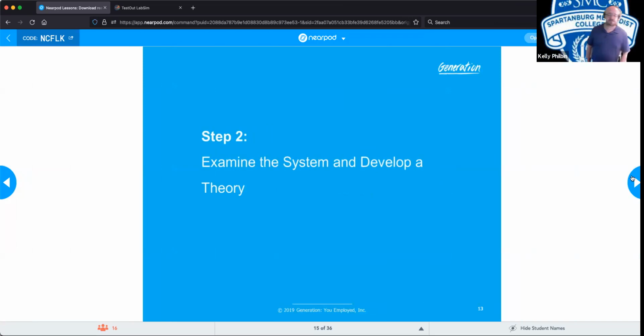Next step in the process, step number 2. What was step number 1? Identify the problem. Identify the problem. So step number 2 is now examine the system, and you're developing a theory as to how this is occurring and how to solve it. So you're coming up with your own theory as to where the root cause may be. You've identified a problem, now you're developing a theory to fix it.